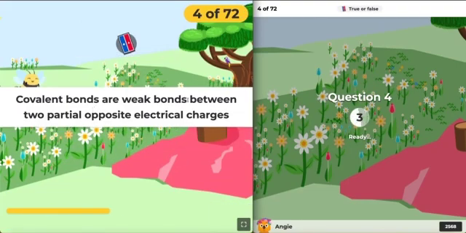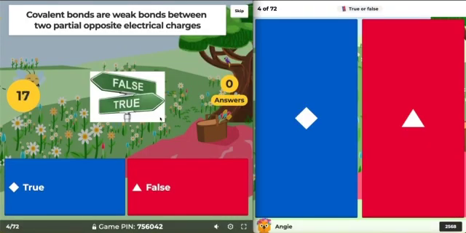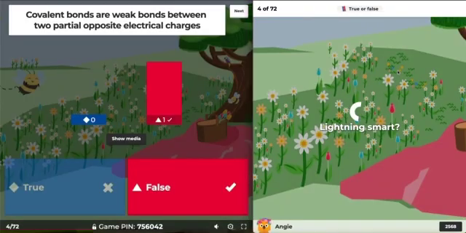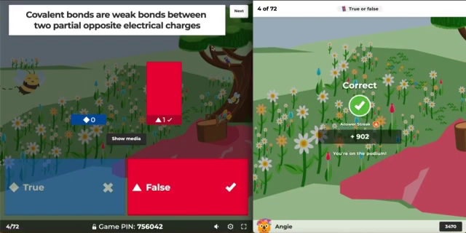Covalent bonds are weak bonds between two partial opposite electrical charges. And this is false. This is not true. That actually is a hydrogen bond, which is a weak bond between two partial opposite electrical charges.